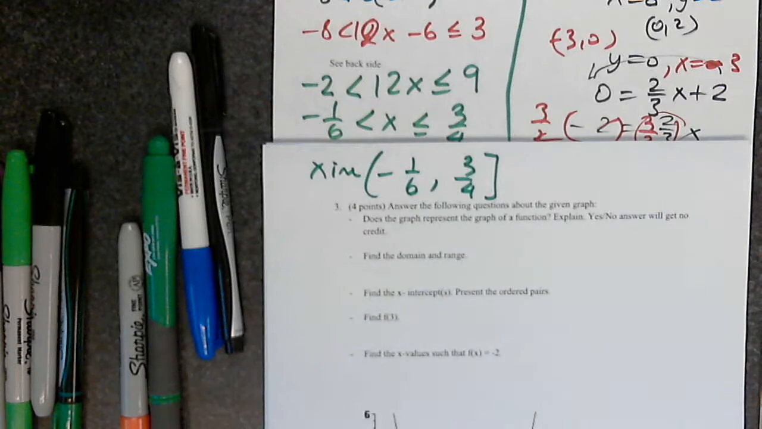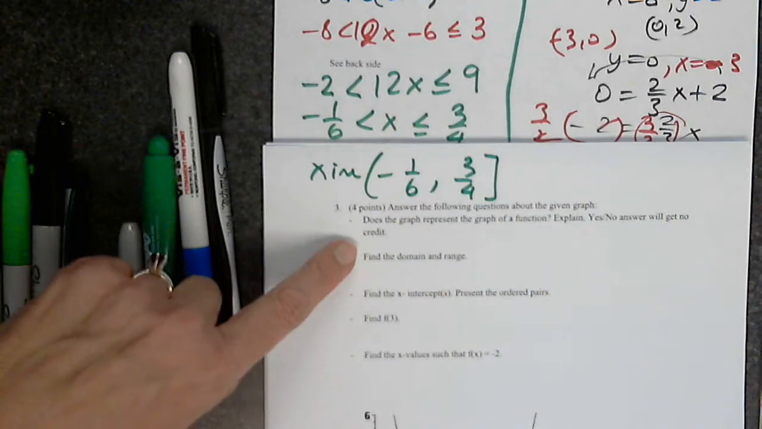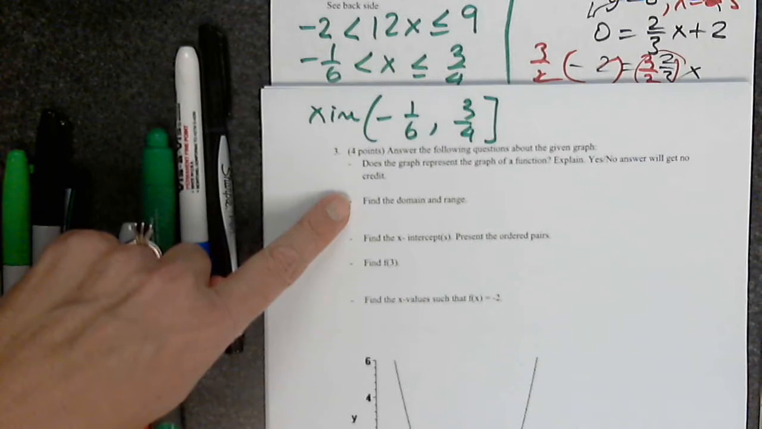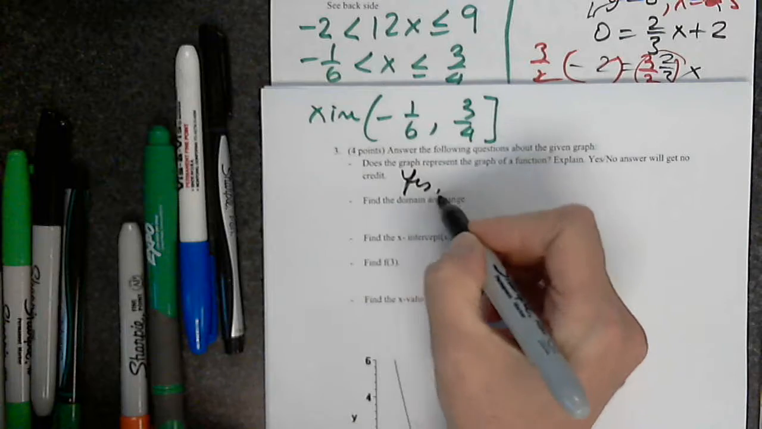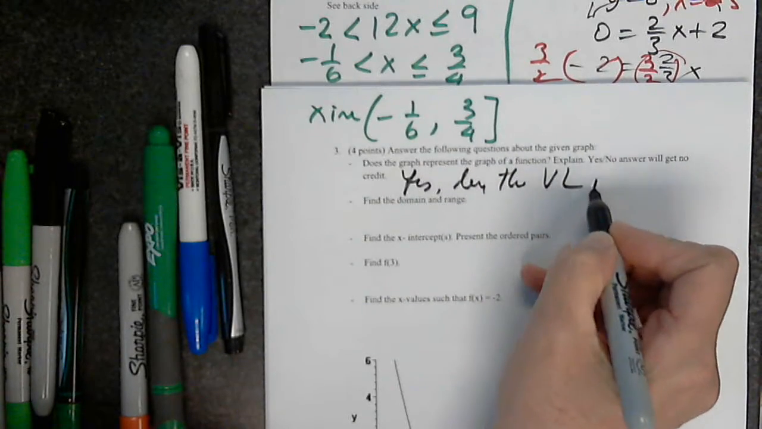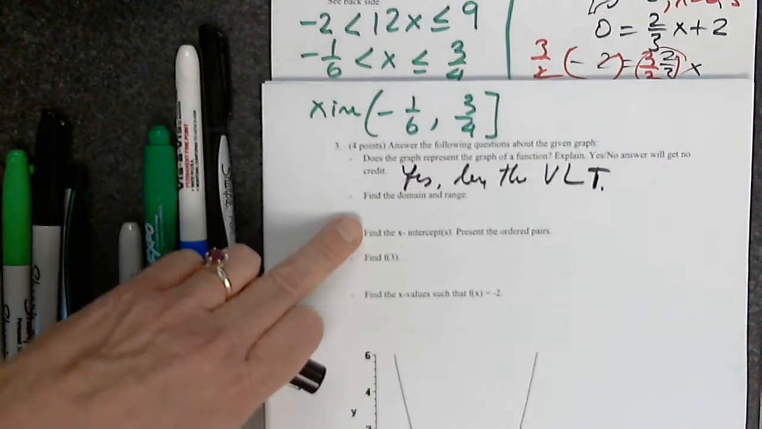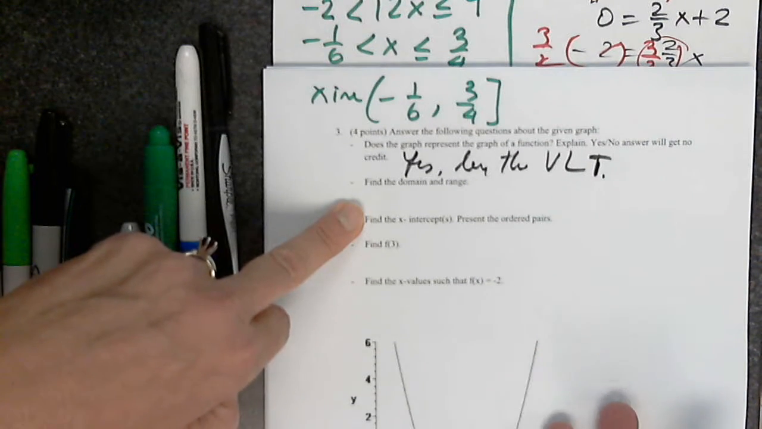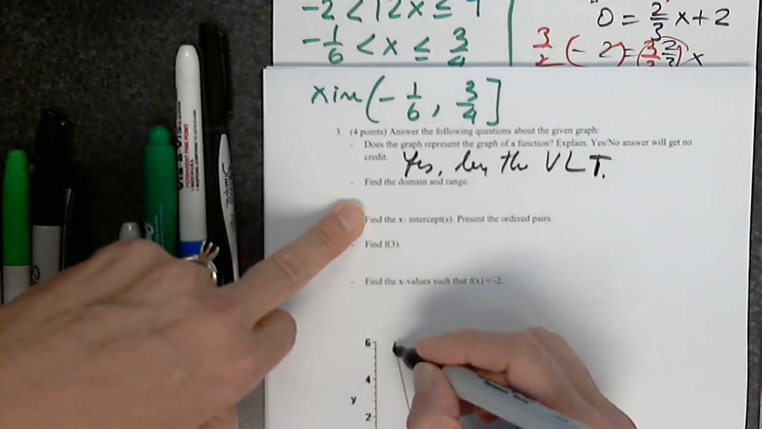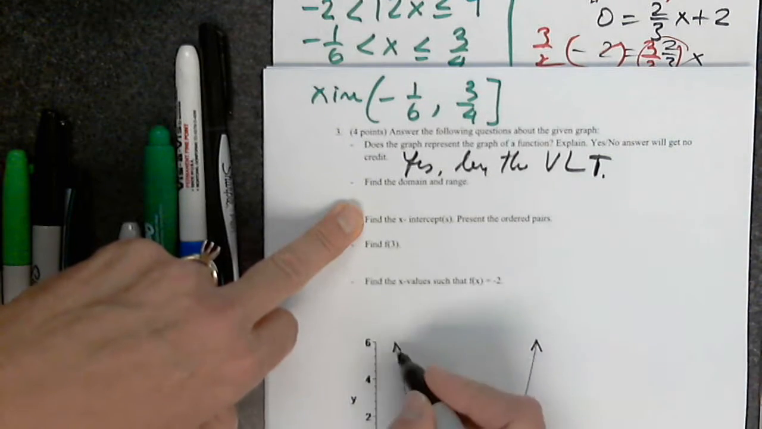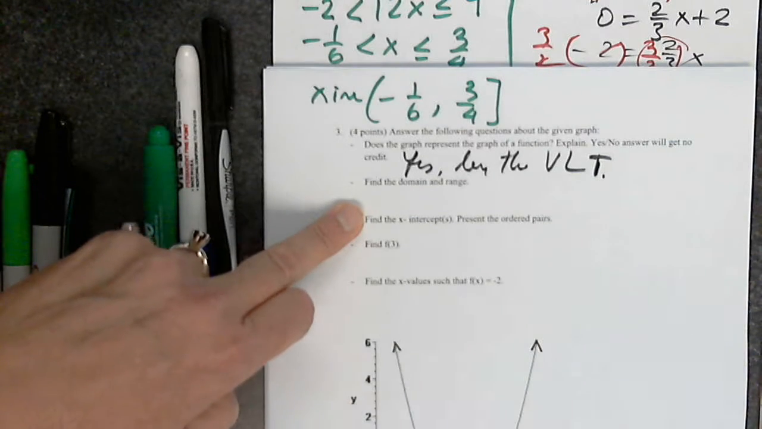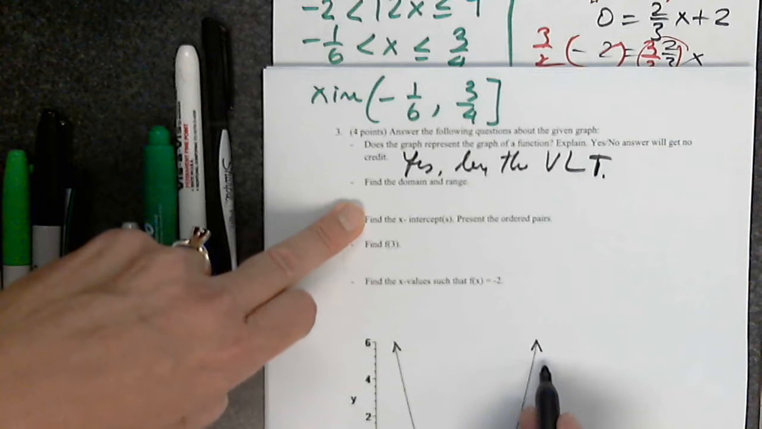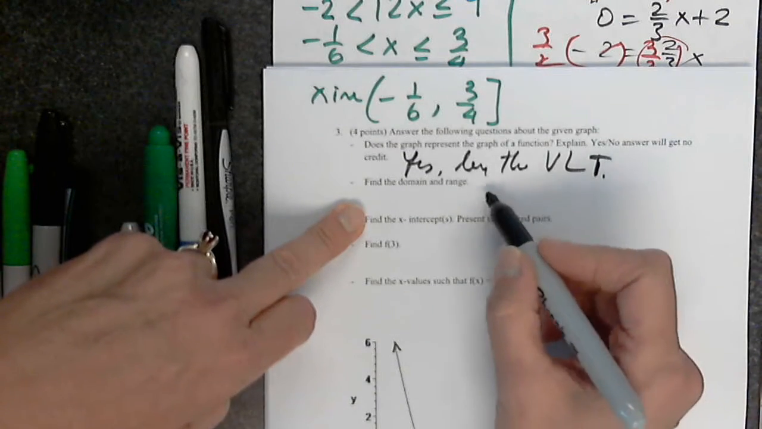Okay, let's look at the last problem. Does the graph represent the graph of a function? Yeah. By the vertical line test. Excellent. Yes, by the vertical line test. Find the domain. I'm fine if you consider that the graph goes all the way. I'm fine if you consider that it ends there, but you have to show something, right? So if you present this, I'm fine, and then the domain will be what?